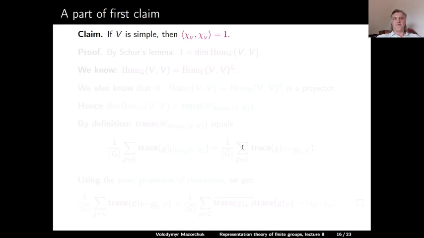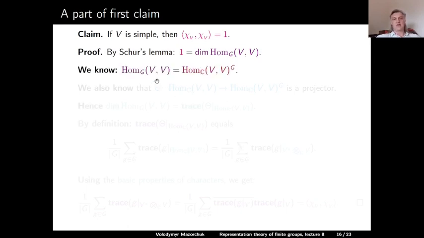Claim: if V is a simple module, then the scalar product of the character of V with itself is equal to 1. Proof: by Schur's lemma, 1 is equal to the dimension of the space of G-homomorphisms from V to V. We know that the space of G-homomorphisms from V to V is exactly the trivial part of the G module of all linear maps from V to V.